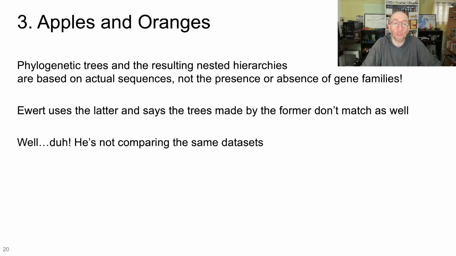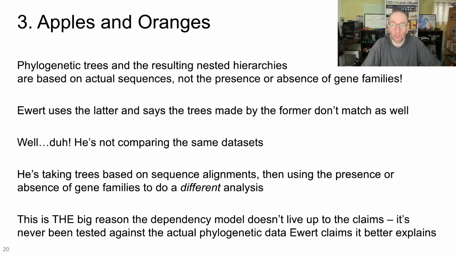He's taking a different data set and saying the answer isn't as good when we use the mainstream techniques. Well, yeah, you're not using the same data. He's taking trees based on sequence alignments, using the presence or absence of gene families to do a different analysis, and saying that analysis calls into question the first one. How does that even make sense? This is the big reason the dependency model doesn't live up to the claims. It's never been tested against the actual phylogenetic data Ewert claims it does a better job explaining.